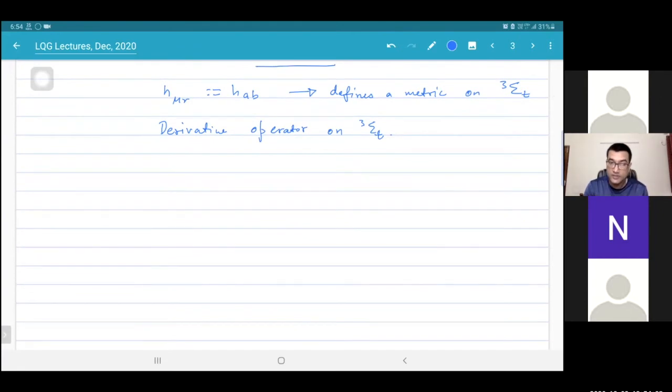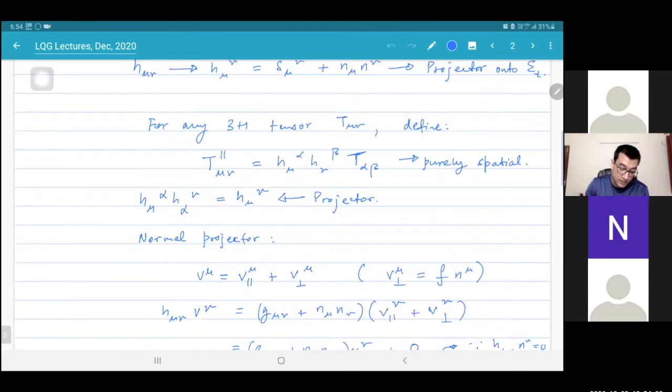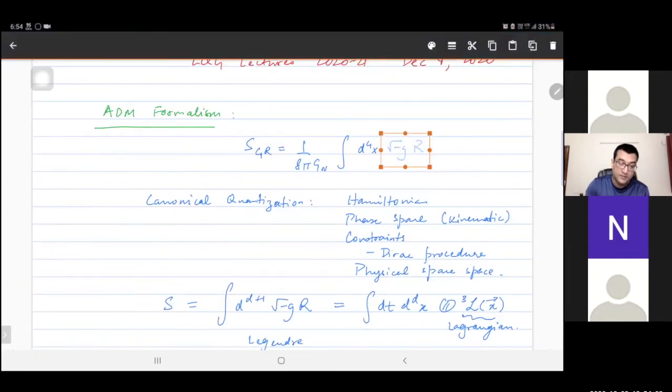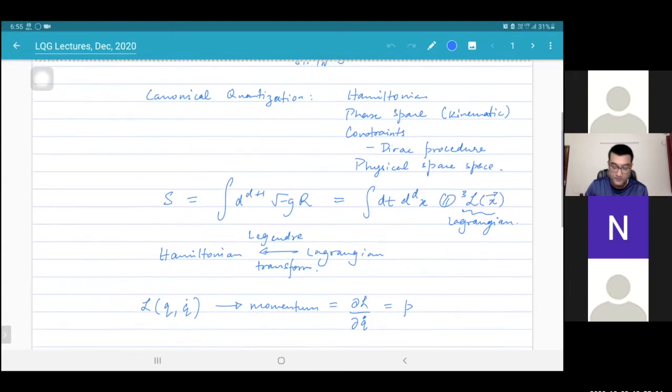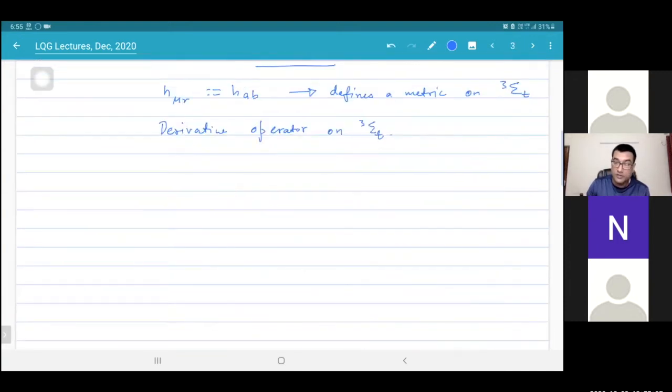And what is the reason for doing this? Ultimately we want to take the Einstein-Hilbert Lagrangian and decompose it into parts in which you can read off the spatial dependence and the normal dependence independently. Because if you cannot do that, then you can't identify what the Lagrangian is. Your Ricci scalar has components which come from the geometry of the intrinsic three-dimensional surface and also from the extrinsic curvature of that surface. So we'll talk about the extrinsic curvature part also.